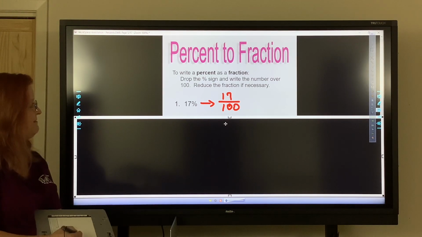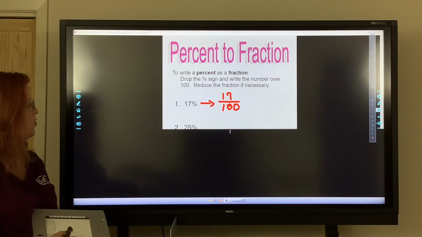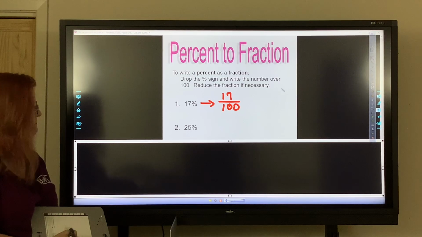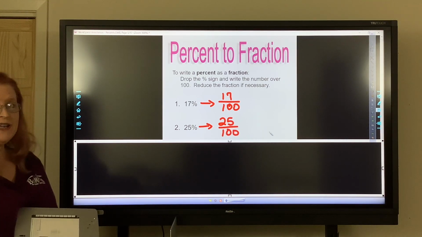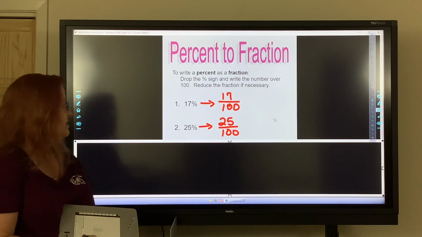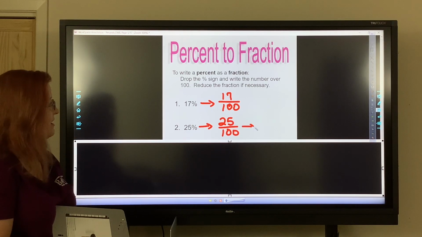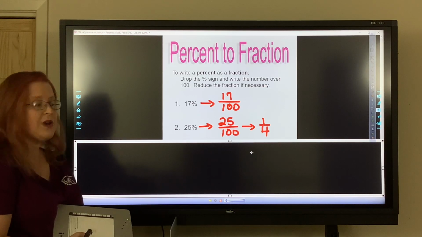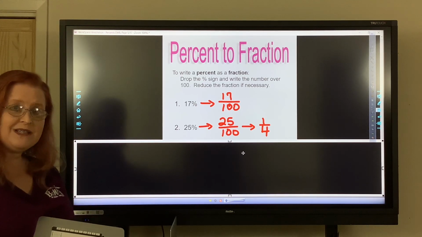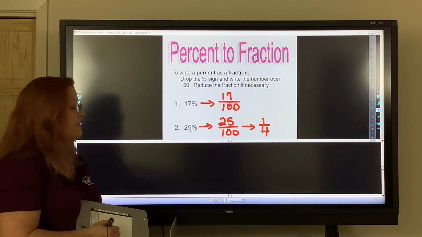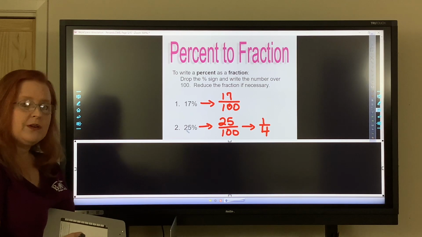All right, next problem. 25%. So we would write this one as 25 over 100. Or if you've learned your benchmark fractions over the years, you would automatically know that that is 1/4. And that stems from our money system. 25 cents is a quarter in our money system.